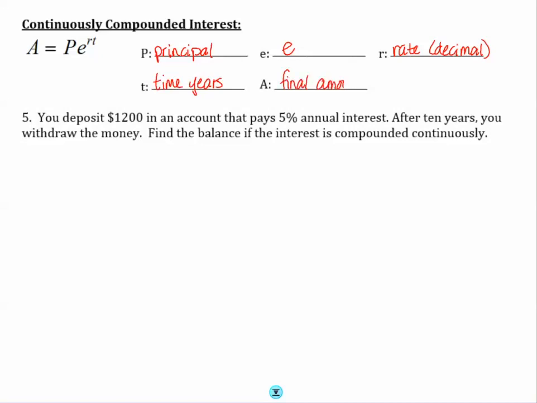If you deposit $1,200 into an account that pays 5% annual interest. After 10 years, you withdraw the money. Find the balance if the interest is compounded continuously. So $1,200 is your principal. It says 5%, so that means R is 0.05, and you're looking at 10 years. So let's plug this in.